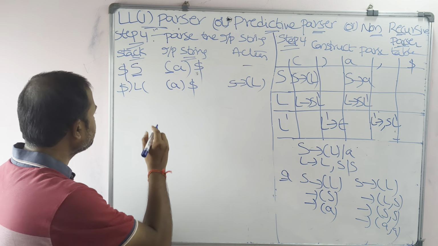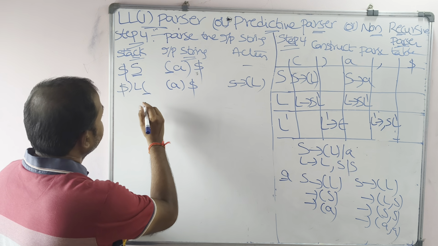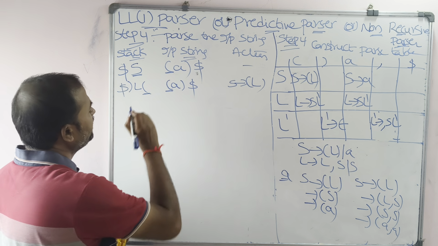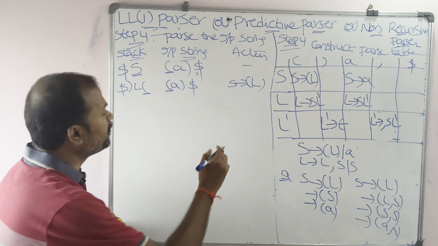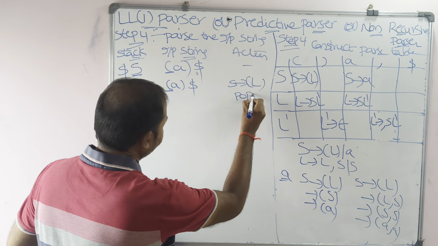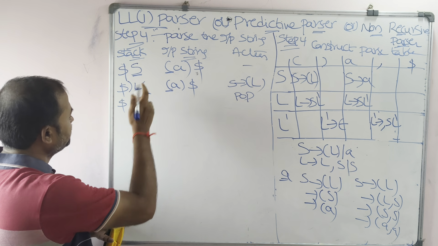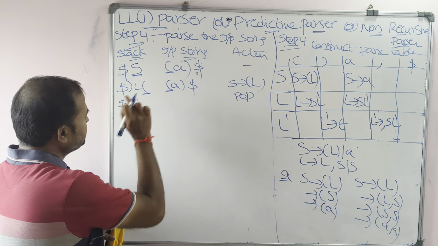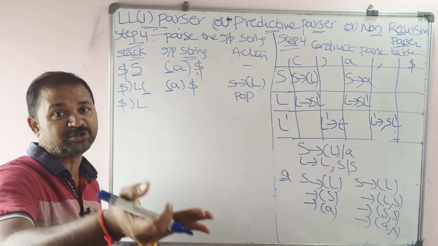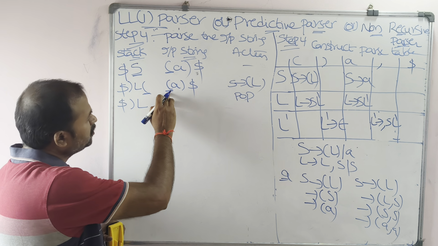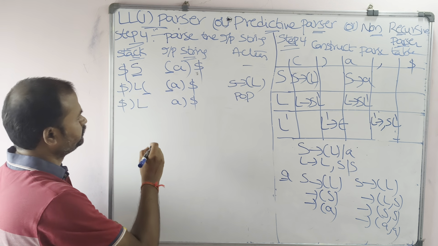Next, the top of the stack is left parenthesis, and the input symbol is left parenthesis. If both are the same, then we have to perform the pop operation. So pop the stack. The topmost symbol is left parenthesis, so this symbol is popped. Next, we have to move the head one position to the right. So A right parenthesis dollar.